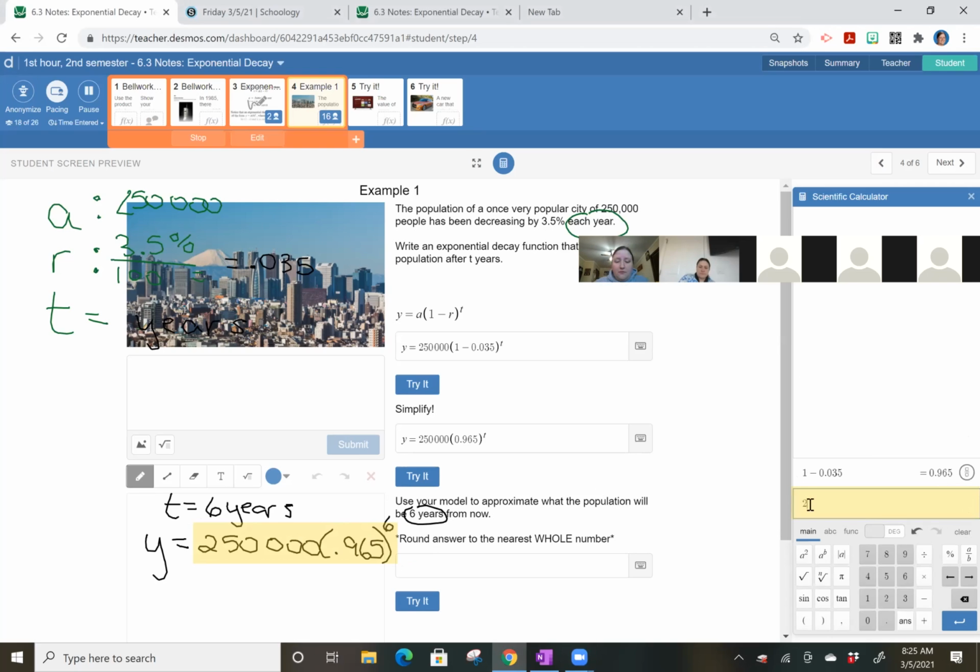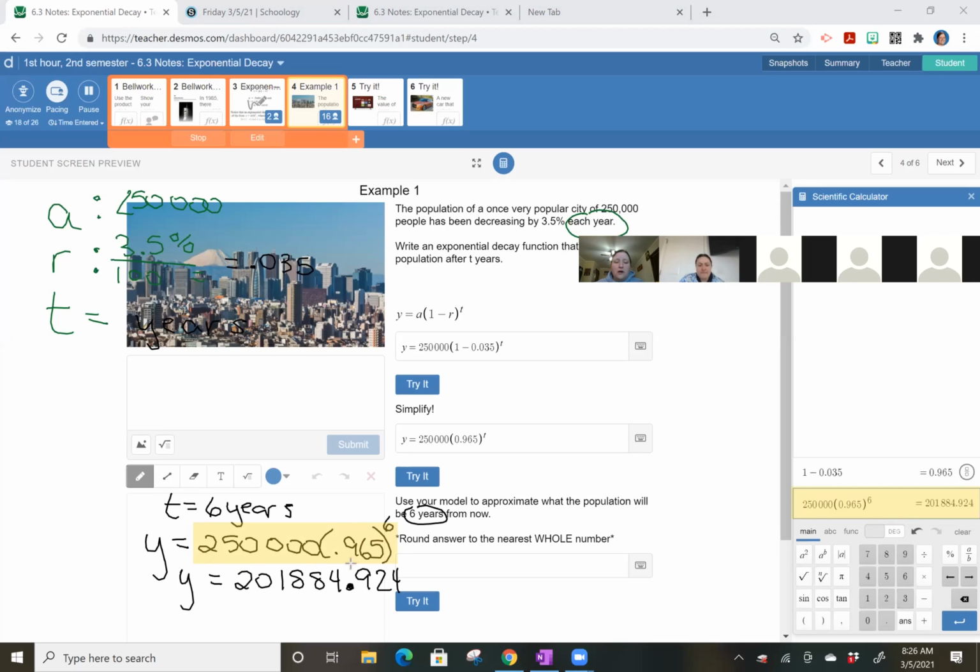So then we have 250,000, caret key, 6. Yeah, just no Y equals, because the Y equals will get you an error. Okay, yes, Malak, but you don't put the 0. Yeah, exactly, 0.965. It's a power of 6, no Y equals.